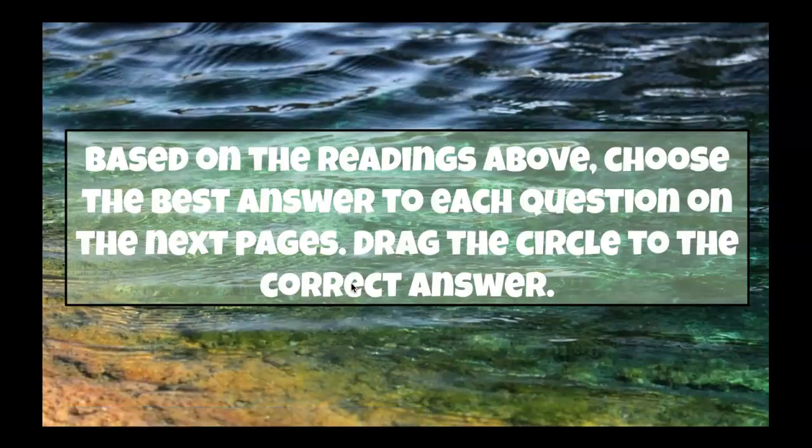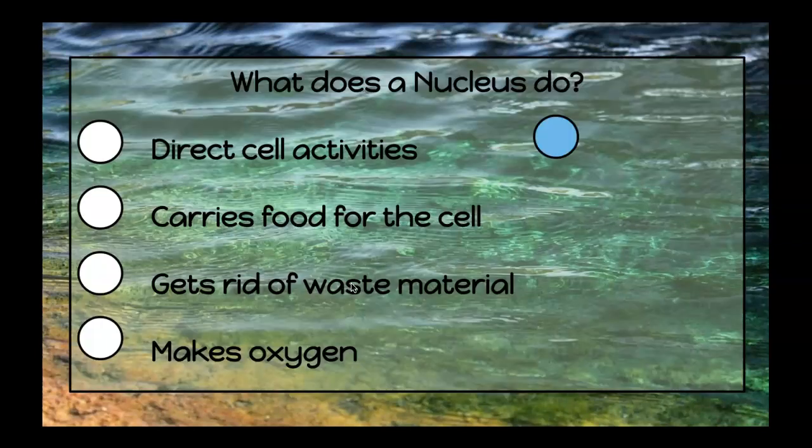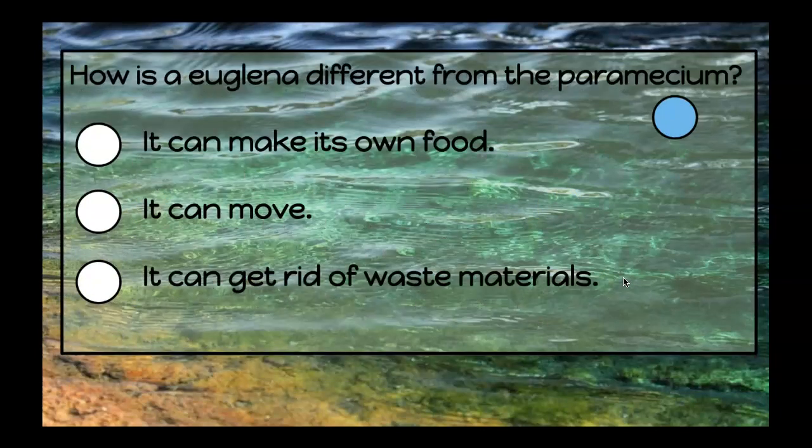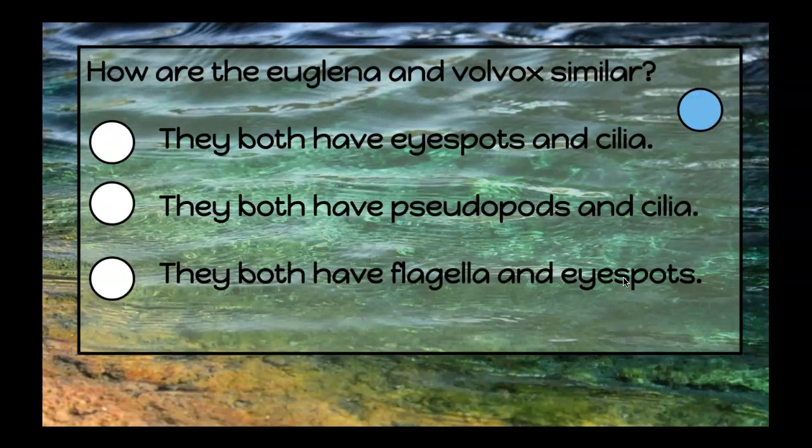So based off of those readings, you're going to choose the best answer to the following questions. You're going to drag the little colored circle to the correct answer. So the first question says, what does a nucleus do? You'll grab this blue dot and you'll cover over whichever answer you think is correct about the nucleus. The following questions are all the same. You're just dragging the dot over the correct answer.